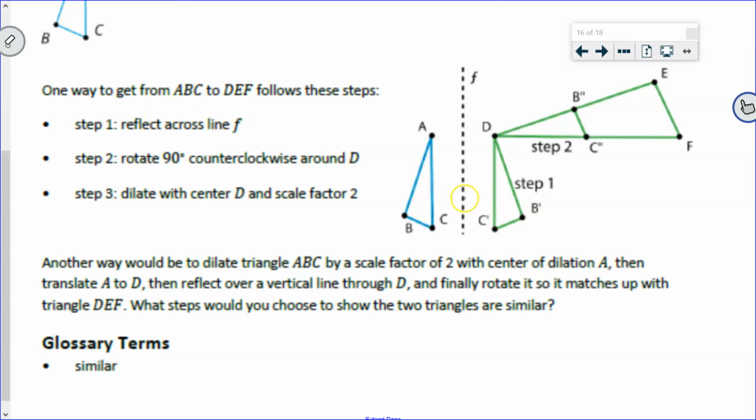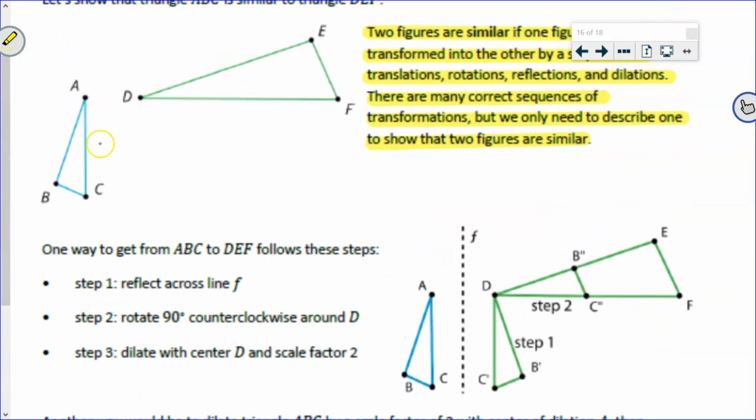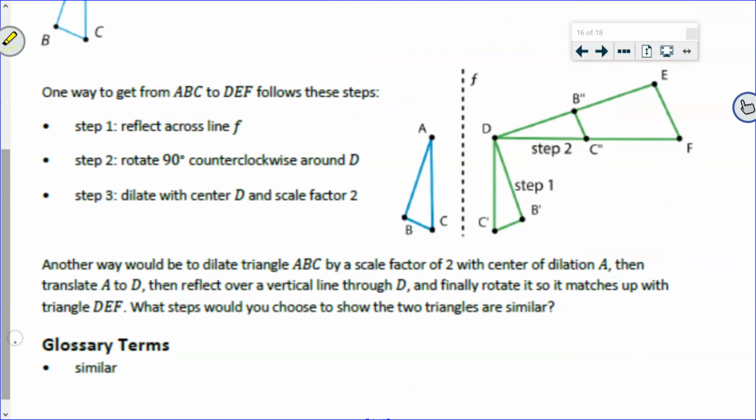One way to get from ABC to DEF is to follow these steps. You can reflect across line F. Notice, in the original diagram, line F wasn't there, but they added it. So we can reflect across F. Then we would rotate 90 degrees counterclockwise around point D. And that gets us to this position. And then we would dilate using scale factor 2 so that B ends up going to E. Another way you could do it is described here, but we're going to move on. It's time for your cool down.